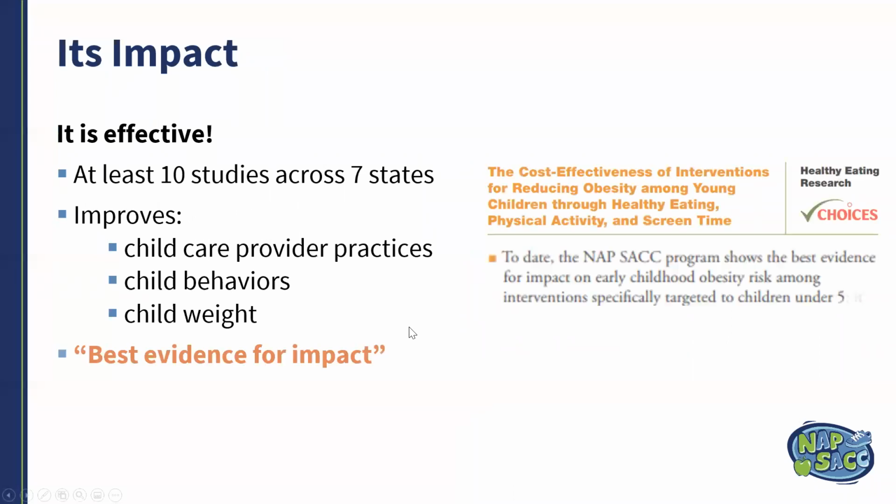So I mentioned a little bit about the research. Go NAPSACC has been shown to be effective. It's been in over 10 studies across 7 states. It's been shown to improve childcare provider practices, children's behaviors, and children's weight. In 2019, Go NAPSACC was recognized as having the best evidence for impact among obesity prevention interventions designed for children under 5. So you know that you are using something that is evidence-based that can make a difference. So we're thrilled to have you here.